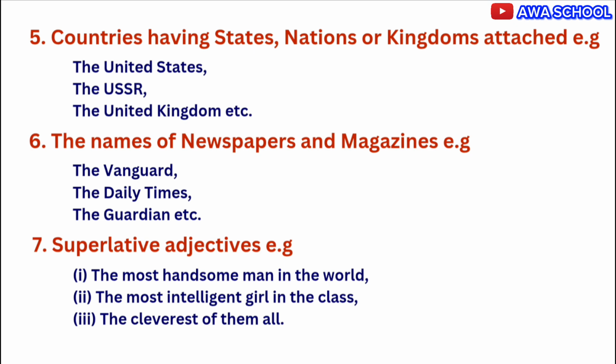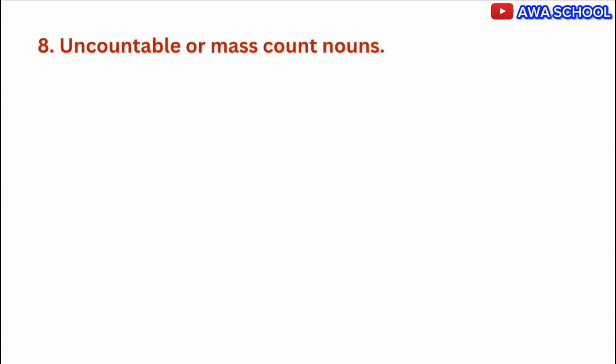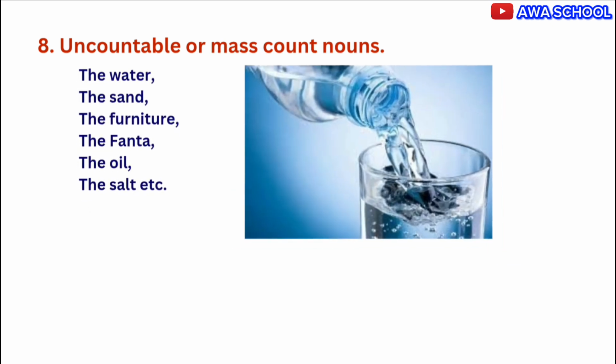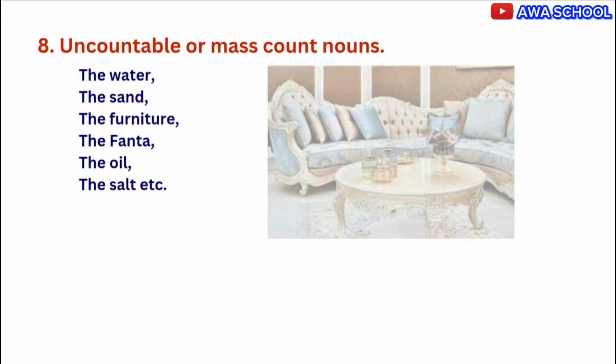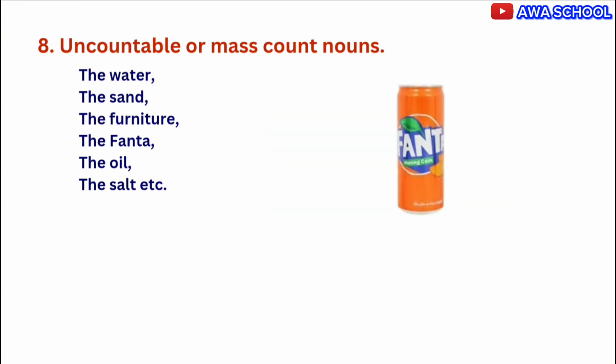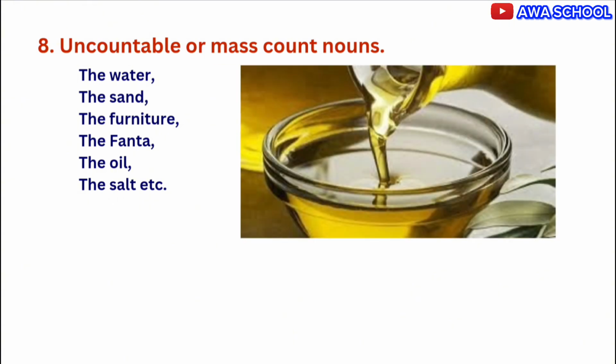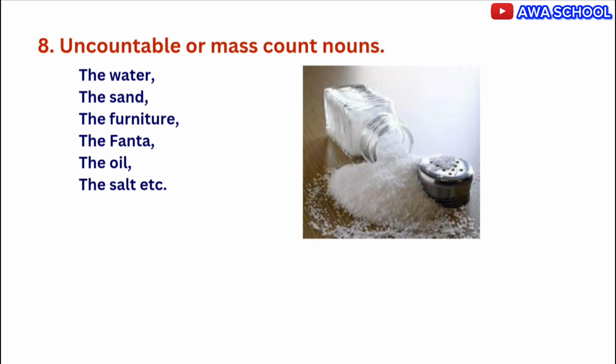Also, we use the definite article the for nouns that you can't count, that is, uncountable or mass nouns. Example, the water, the sand, the furniture, the Fanta, the oil, the salt, etc. You cannot say a water, a sand, a furniture because it is not allowed in English.